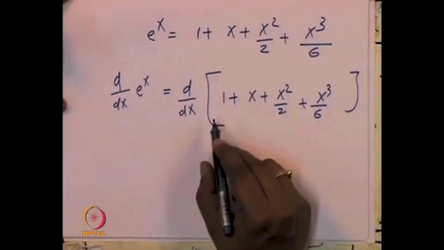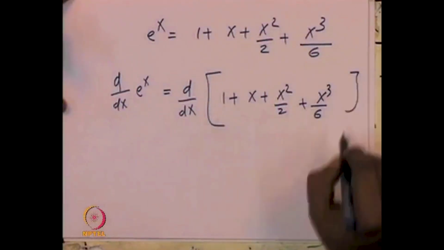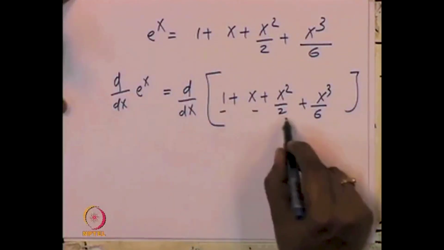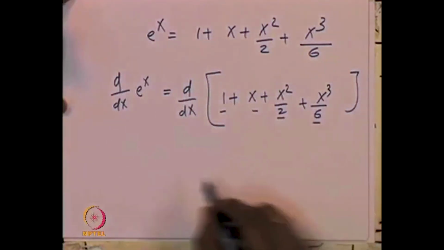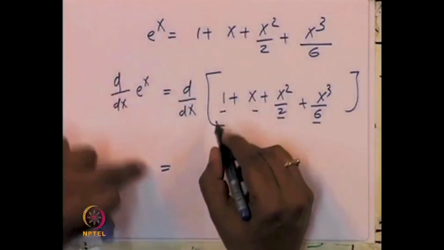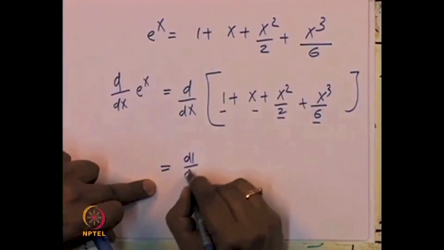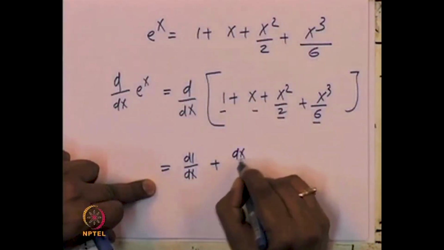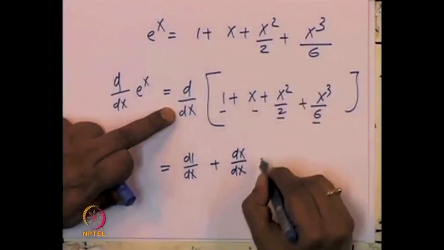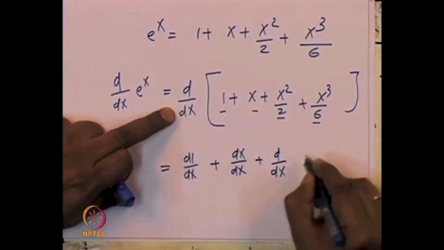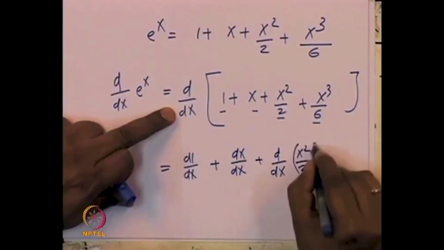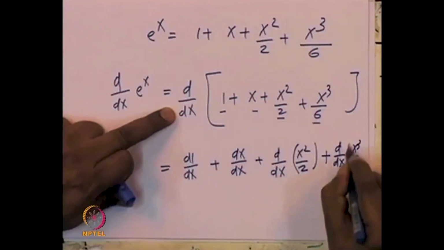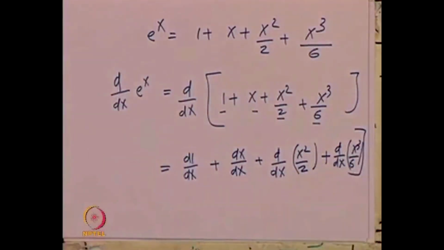Now, the sum rule says that if you want to find the derivative of a sum, you can take the derivative of each of these individual terms and sum them. So, the first one is d1 by dx, which is 0. The second one is dx by dx. The third one is d by dx of x square by 2, and this one is d by dx of x cube by 6.